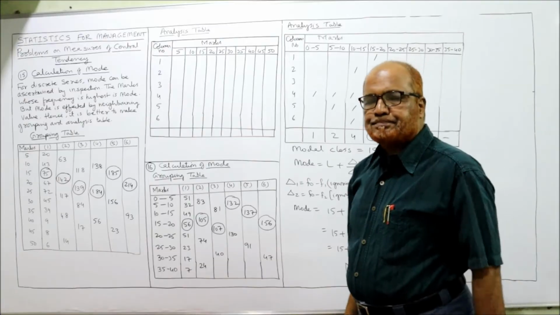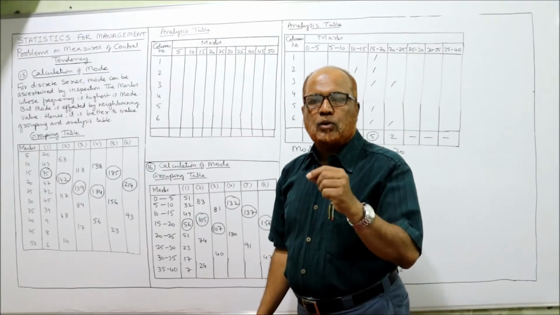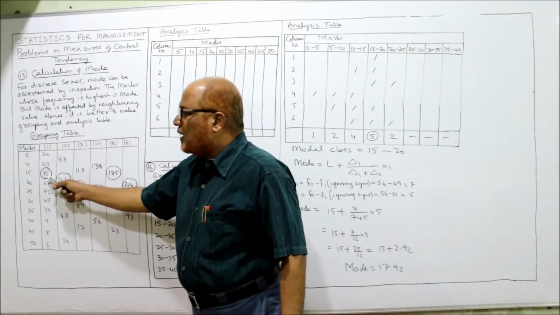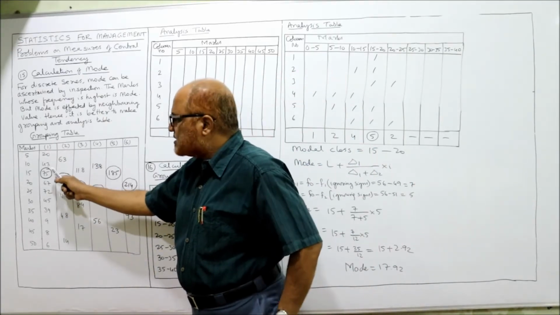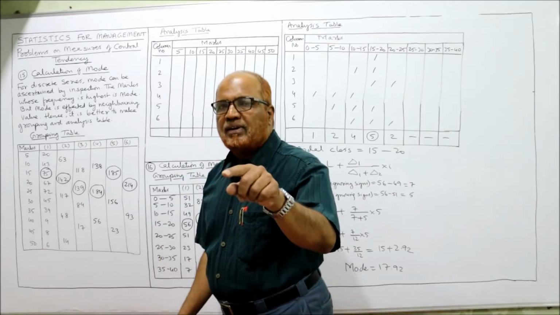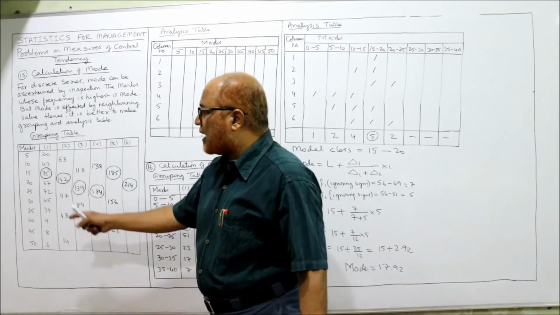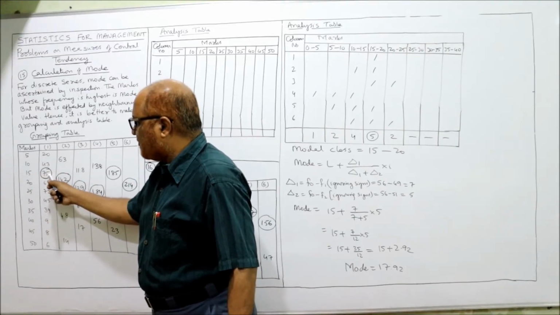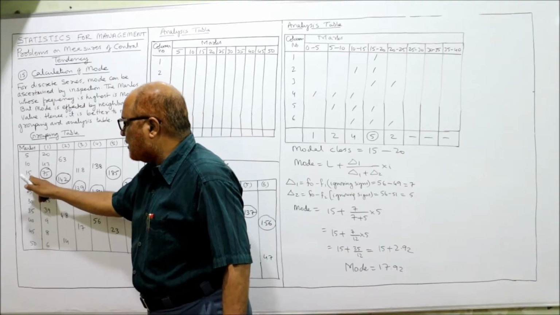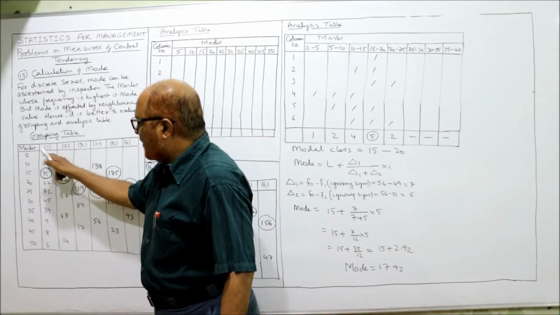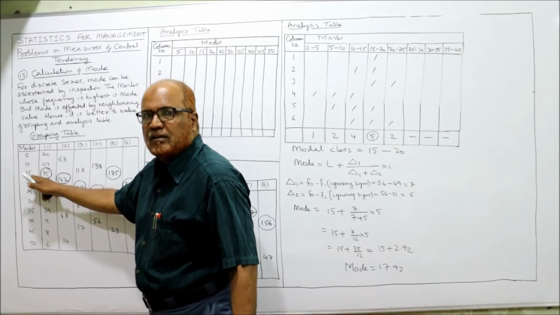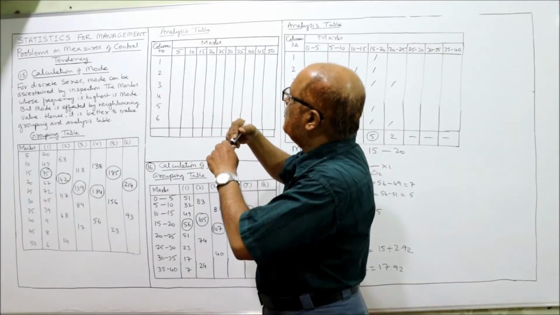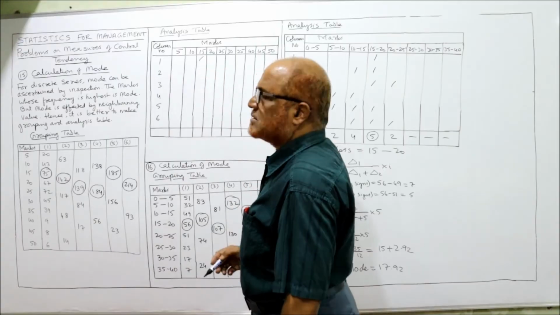Now what is the step? Put a slanting bar representing the highest value. In the very first column, the highest value is 75. This 75 is against which mark? 15. This 75 is the highest frequency for the mark 15. So first column 15. Put a bar like this.